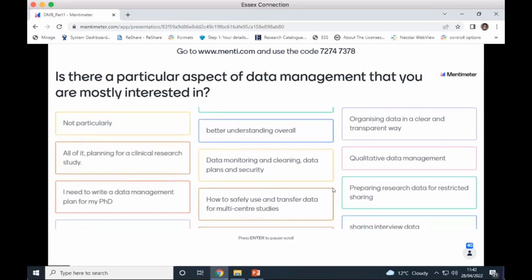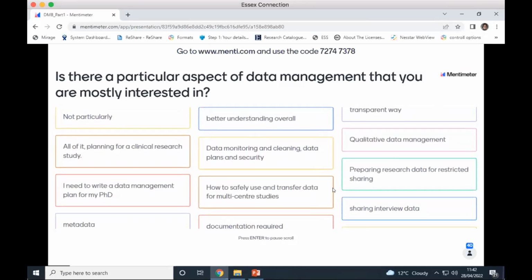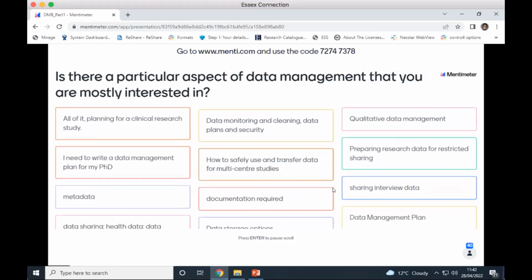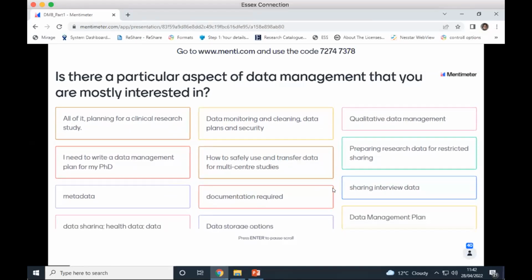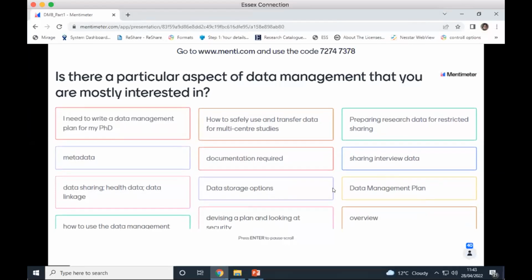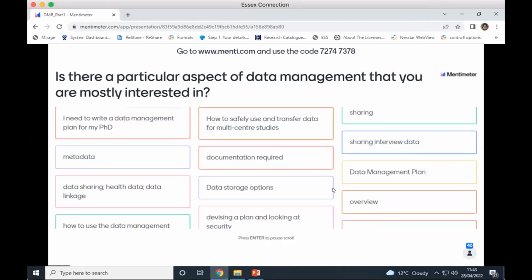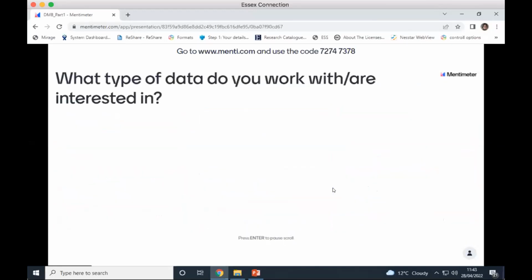Okay. We will also use this to build our next webinar, just to see whether we are covering everything that you're interested in. Data sharing, data storage options, documentation, required metadata, sharing interview data. Okay. All right, let's move on to the next question.